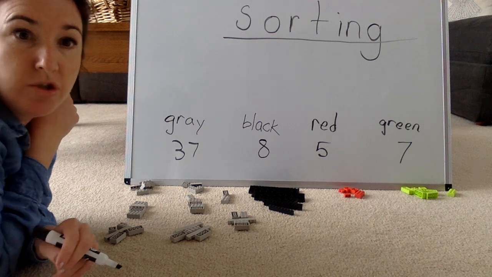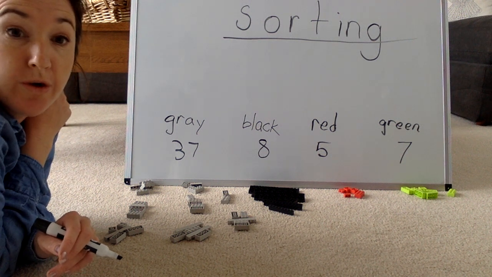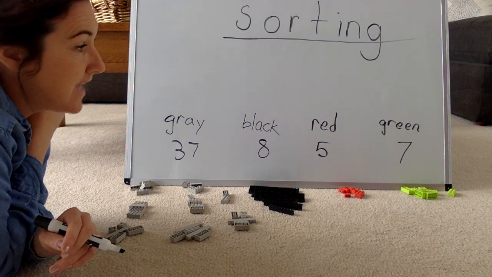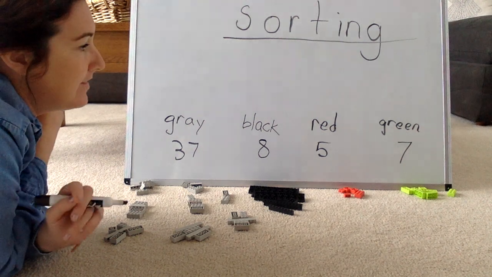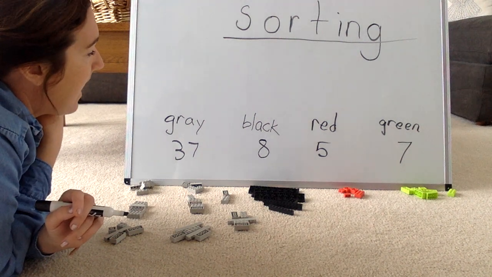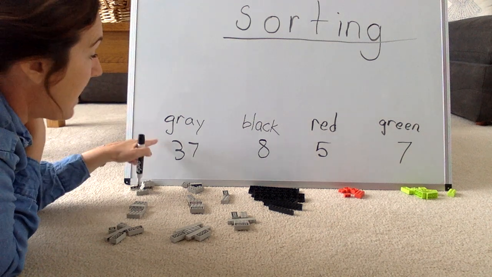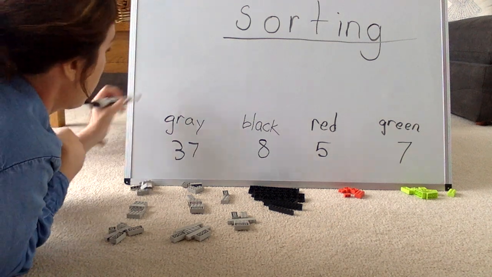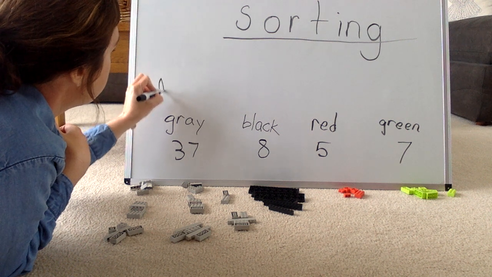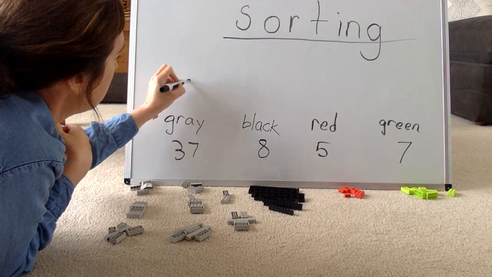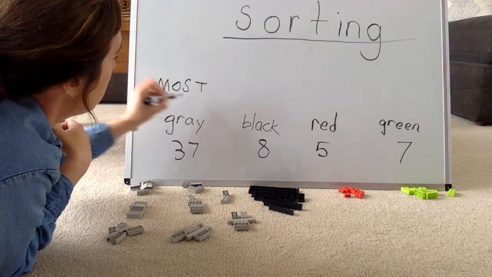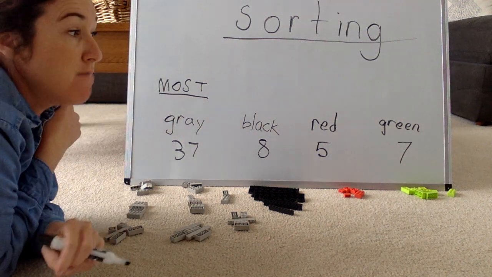So in just that big old pile of Legos from earlier, look at it. Now I have them all sorted. I chose to sort by color and I counted. Now let's see. I have more gray. I have the most gray. So I'm going to write most. Most. I have the most gray.